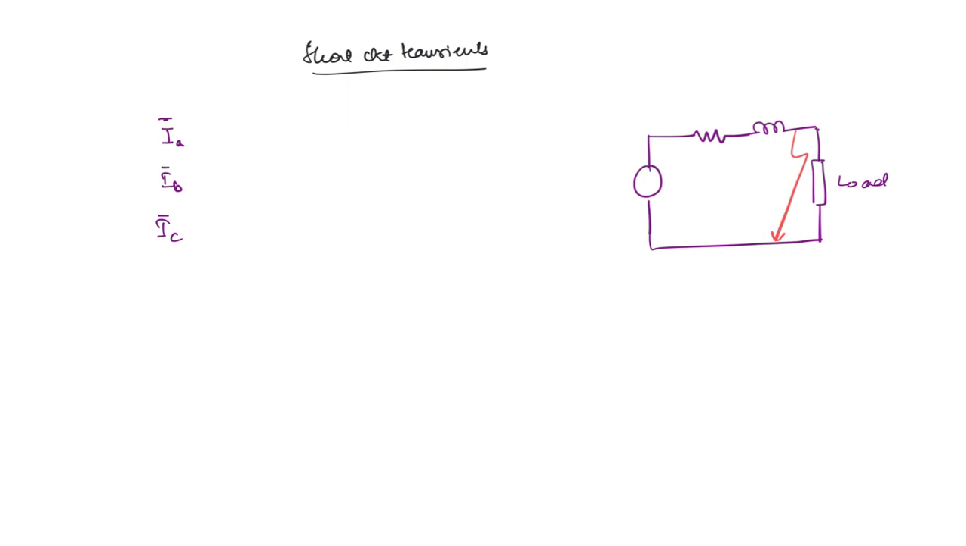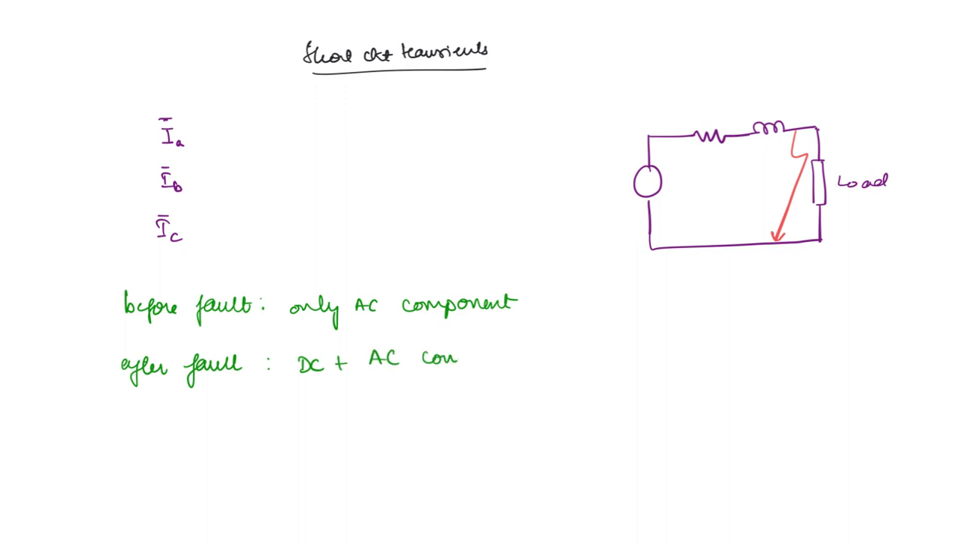Now what happens? The current through the inductor cannot change instantaneously, right? Before the fault occurs, only the AC component was present. But after the fault occurs, there is a huge amount of current that needs to flow because the load is being short circuited. So the AC component has to increase, but the total current through the inductor should remain the same. So there will be a DC component that is introduced. DC plus AC component. So why is that?